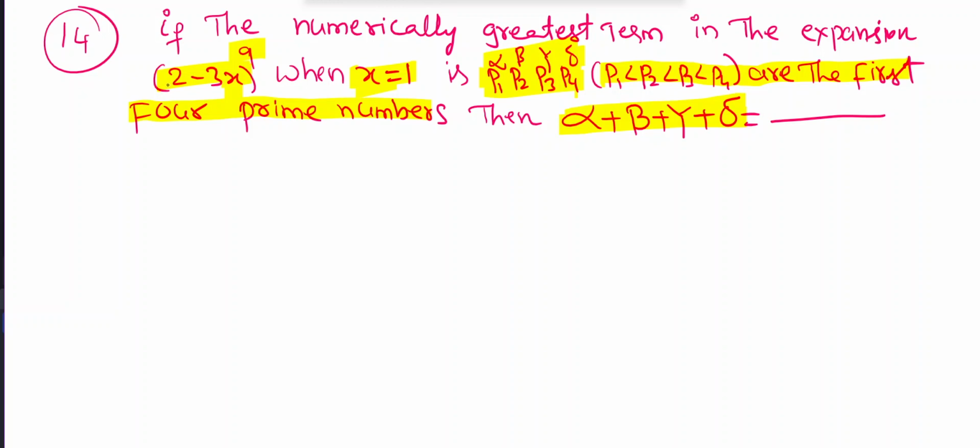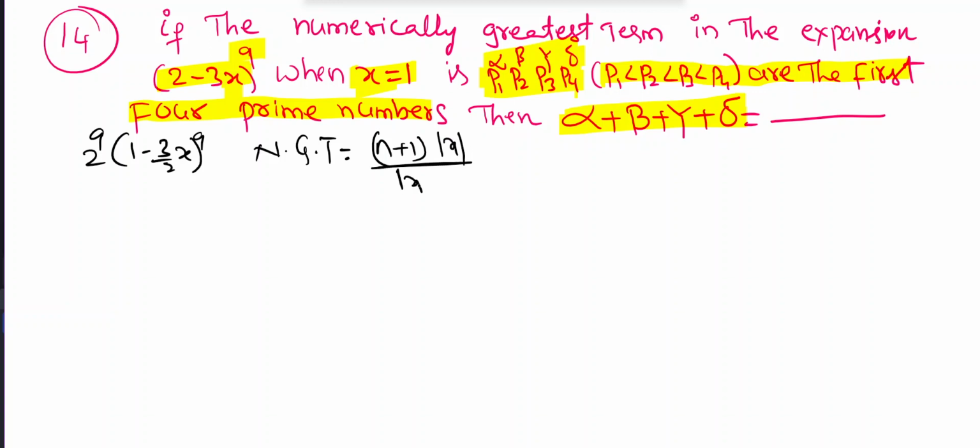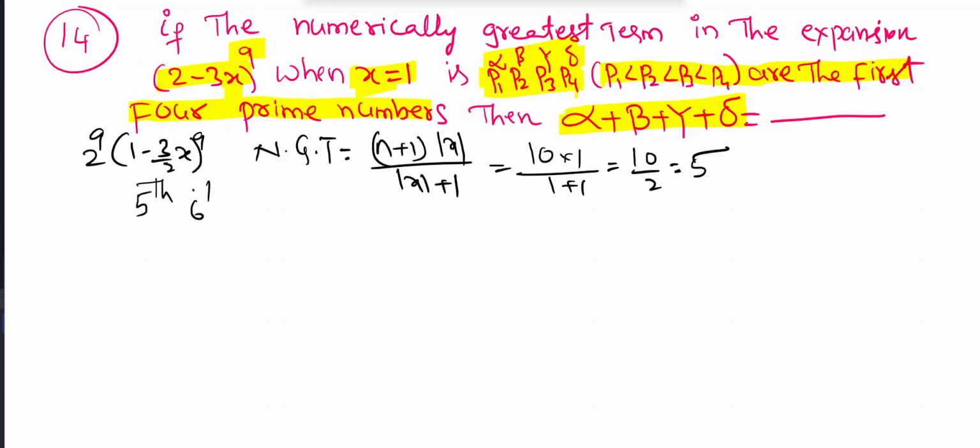So here the given expansion is 2 minus 3x whole power 9. Take 2 common. That is 2 to the power of 9 into 1 minus 3 by 2 x whole to the power of 9. Now numerically greatest term NGT is equal to the formula n plus 1 into mod x by mod x plus 1. Here x value is given 1, n value is 9. 9 plus 1, 10 into 1 by 1 plus 1. That is equal to 10 by 2 is equal to 5. That means fifth term and sixth term are numerically greatest terms. Fifth and sixth are numerically greatest terms.